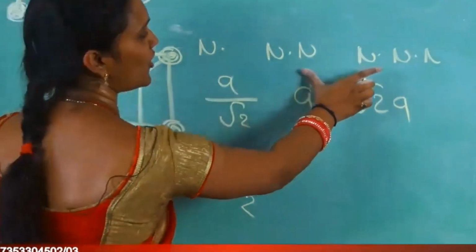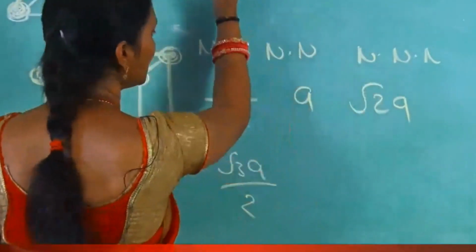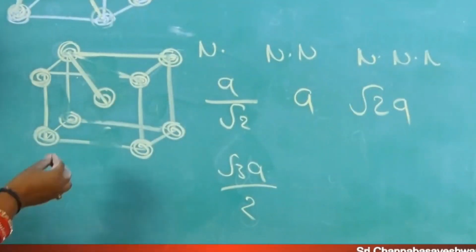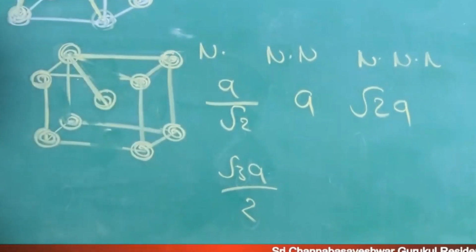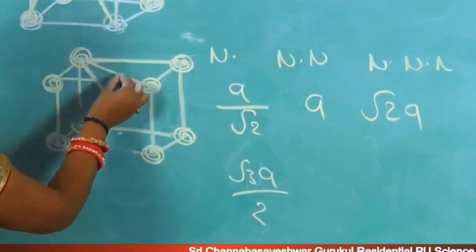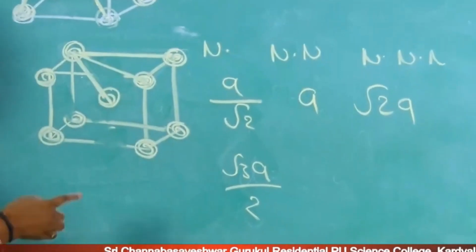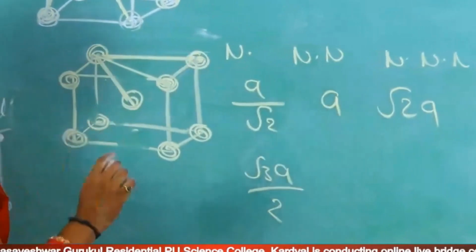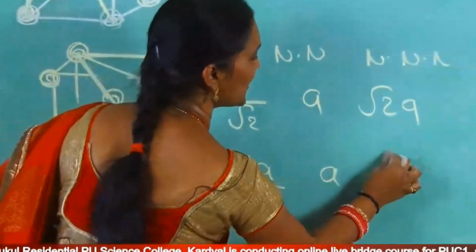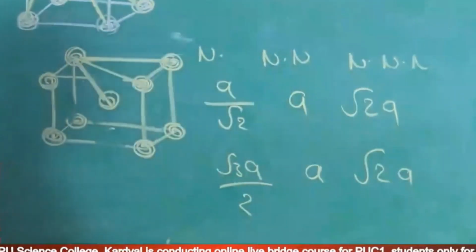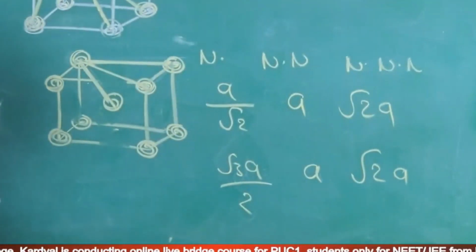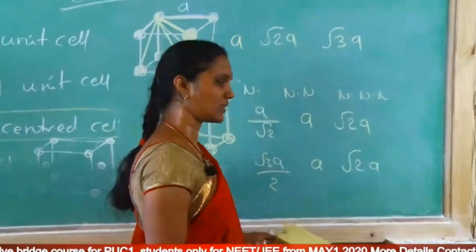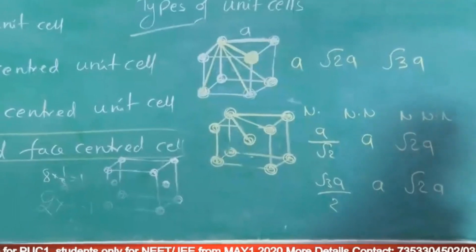Okay, this much is enough. Now, this is the nearest neighbor. What is the next nearest neighbor? Definitely this is only the next nearest neighbor. This is also the next nearest neighbor. Okay, if it is nearest, this is next. Here in primitive, that is only nearest. So now, what is the distance? A. Next, root 2. So in BCC, the next neighbor distance is similar. It is about finding the distance between nearest neighbors and next nearest neighbors.